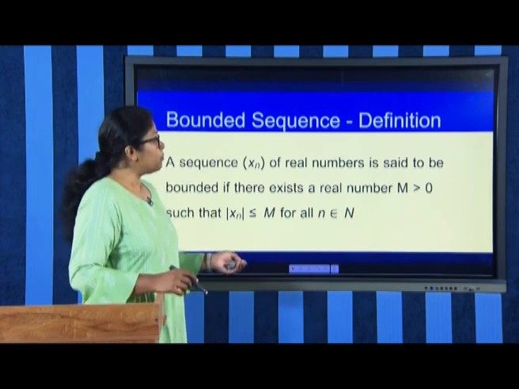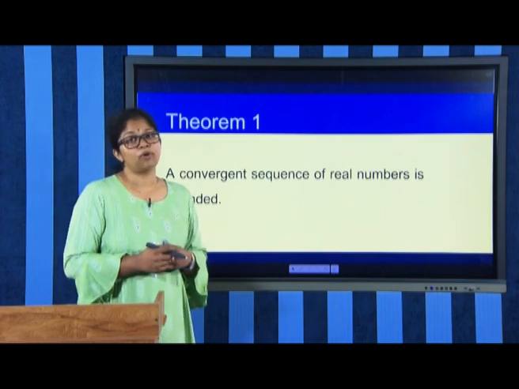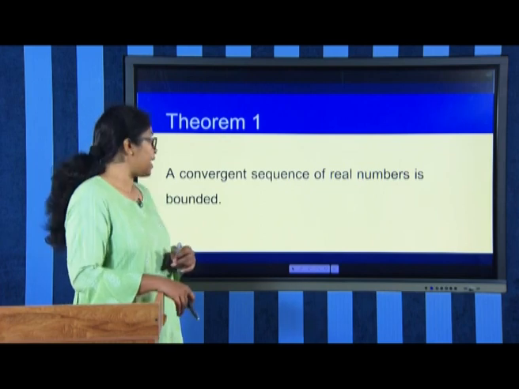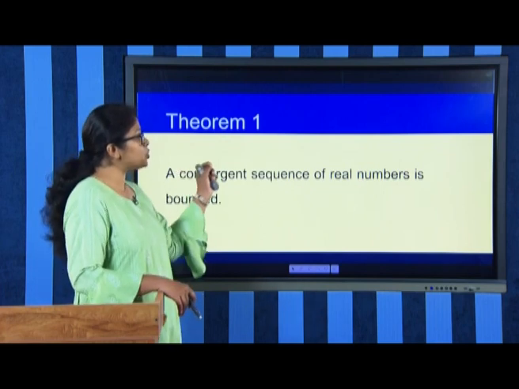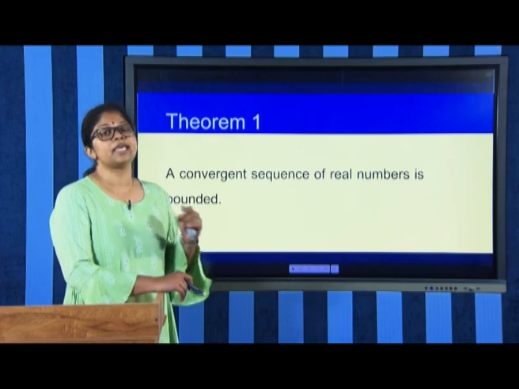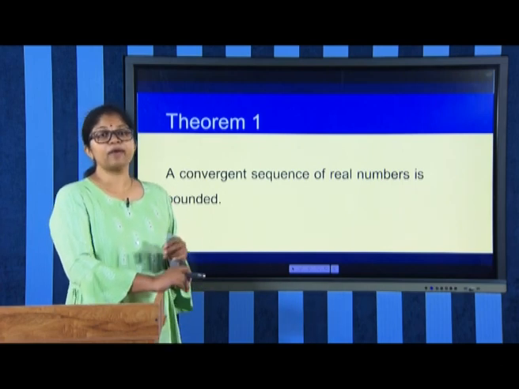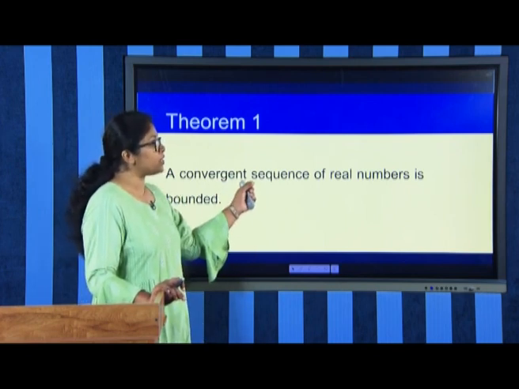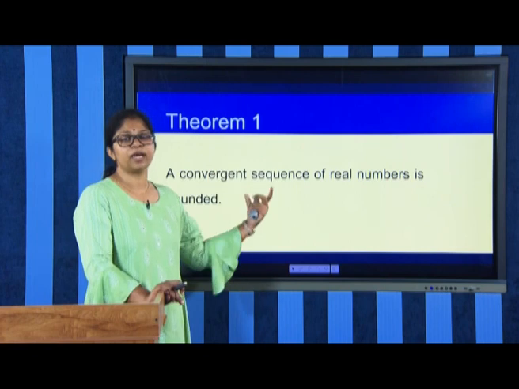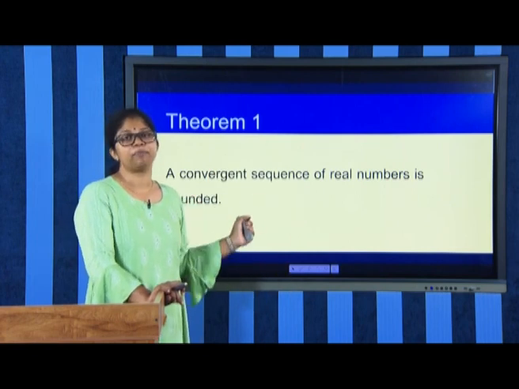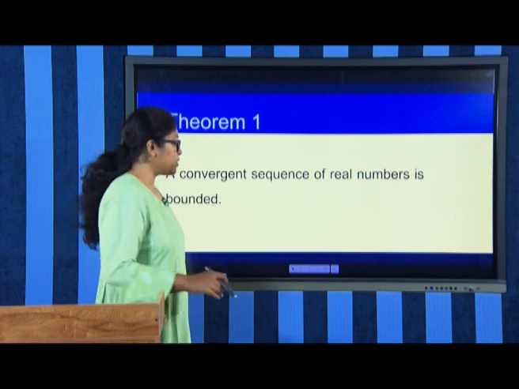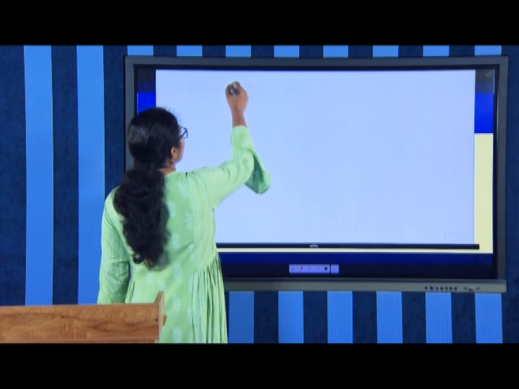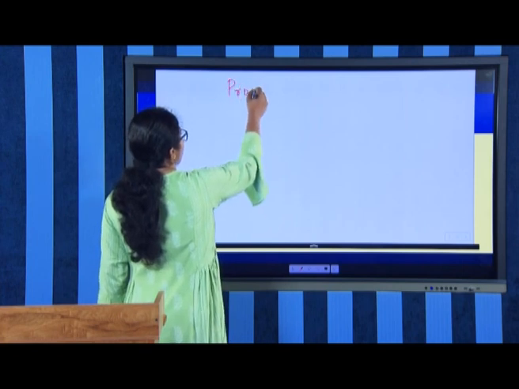Now, moving on to the results involving boundedness, the first important theorem that we have is that a convergent sequence of real numbers is bounded. We have seen the definition of convergence of a sequence, and using that definition we are going to show that every convergent sequence of real numbers can be considered to be bounded. So, let us see the proof of it. Proof of the boundedness theorem.